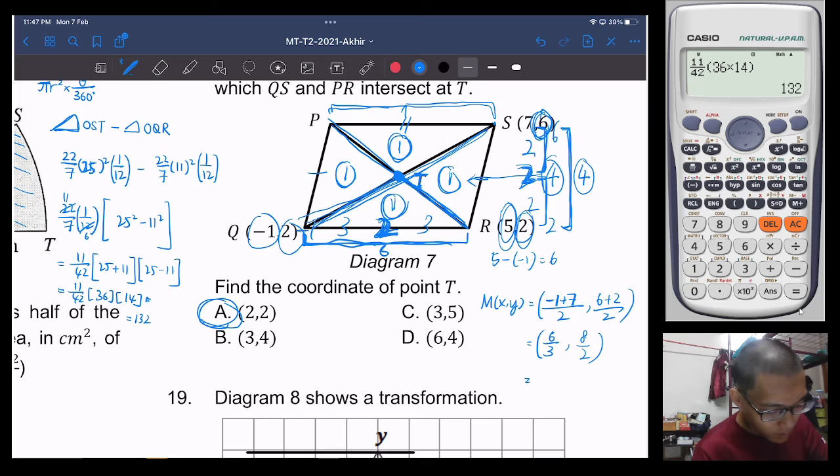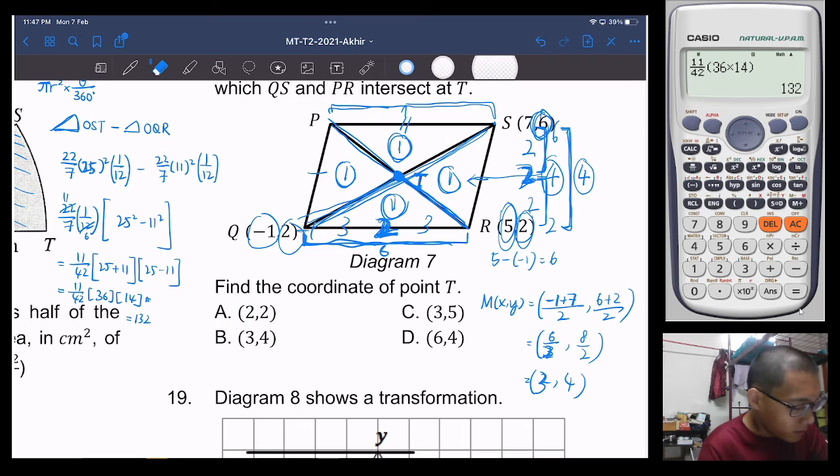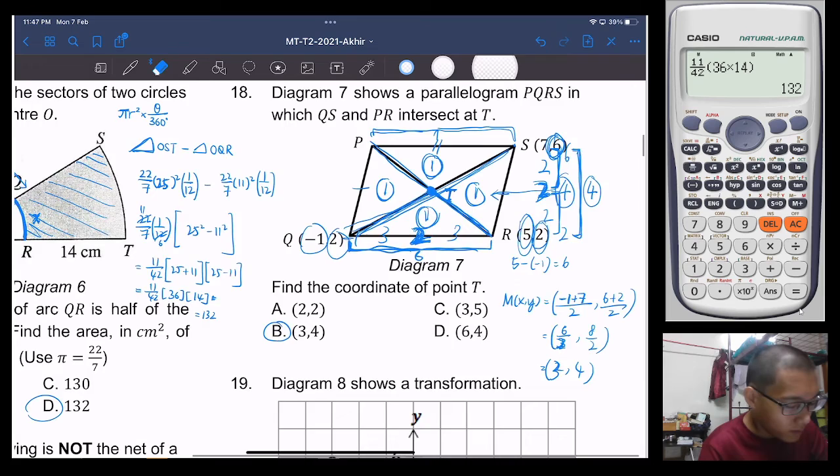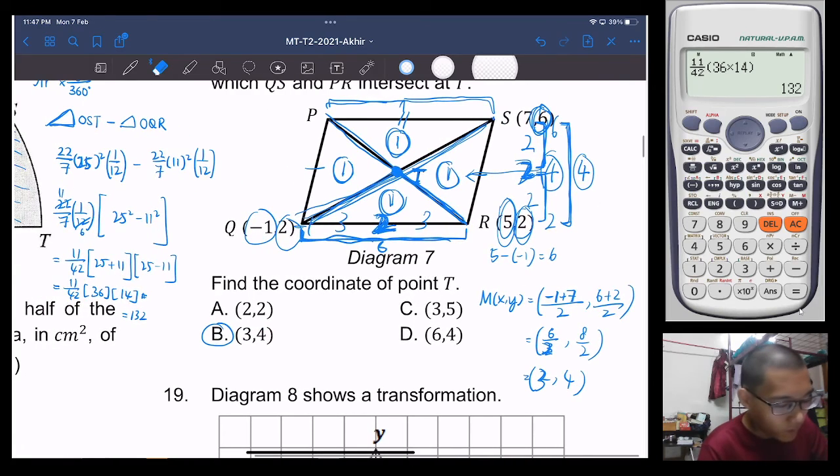Different already. This one is 2, this one is 3 already, and this one is 4. Which one is correct? Just now I said this is the midpoint already, right? But using the midpoint concept it is 3 and 4. Sorry, the first one is wrong. So we cannot stop like just now, with the first thing I did. That's why sometimes we try to check for errors.